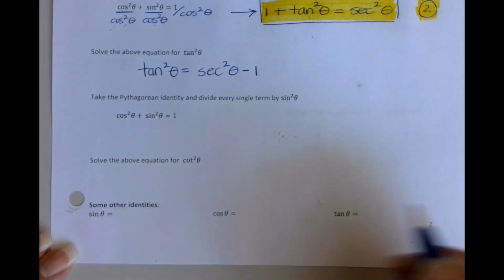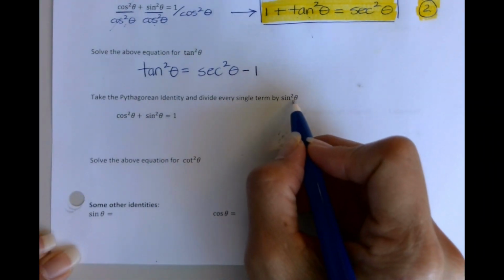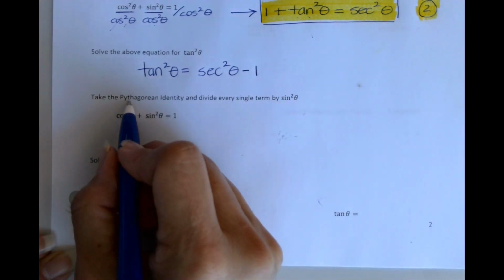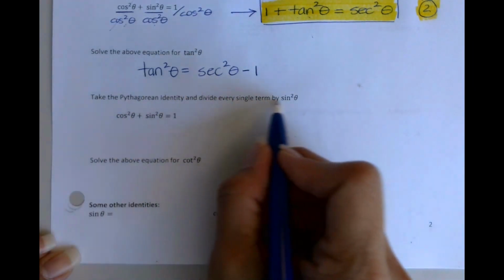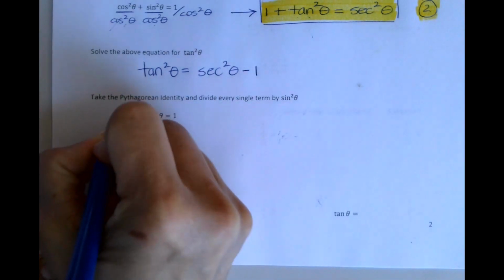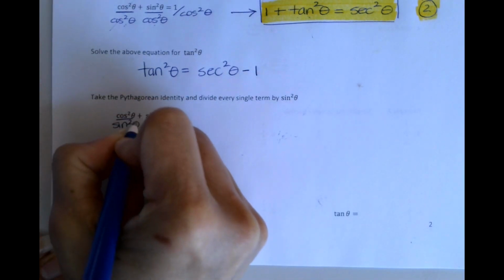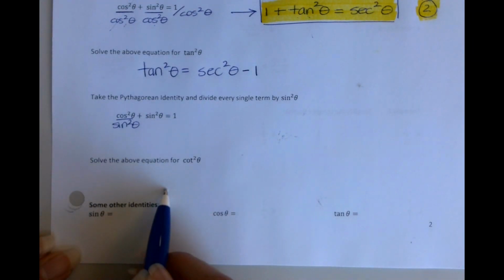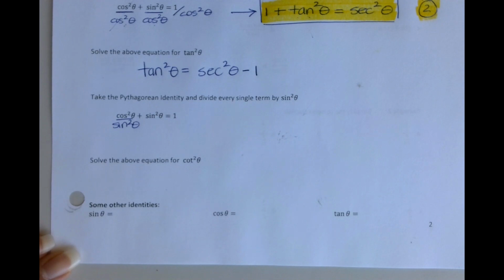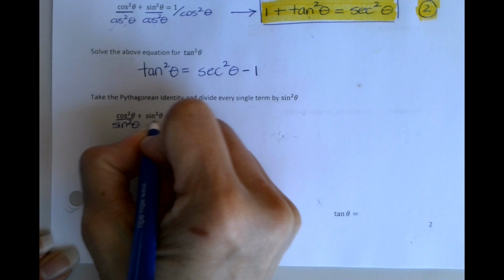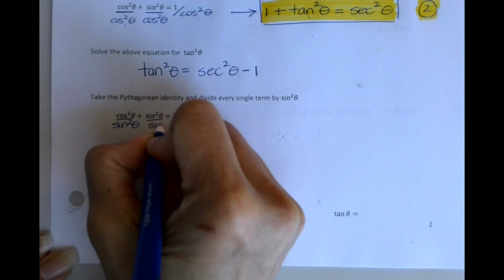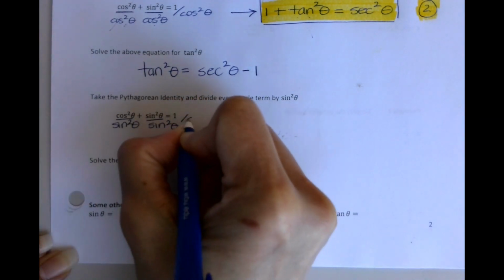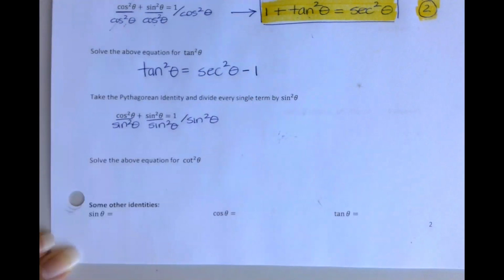The third Pythagorean identity is found by taking that original number 1 identity and dividing every single term by sine squared. So at this point, how about you pause your video, do this section on your own, and then unpause and look at my answers. Okay, so you are back. Hopefully you did take the time to pause. You should have divided everything by sine squared.